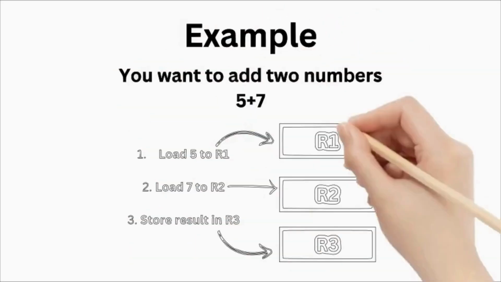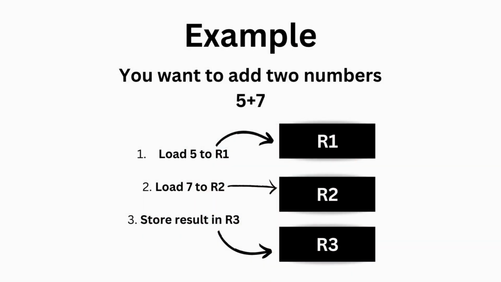Here's an example of the register addressing application. Let's say you want to add 2 numbers in a program using assembly language. Instead of directly accessing memory, the processor uses registers for faster computation. Load the first number, 5, into register 1. Load the second number, 7, into another register. Perform the addition operation using the registers. Store the result in a third register.